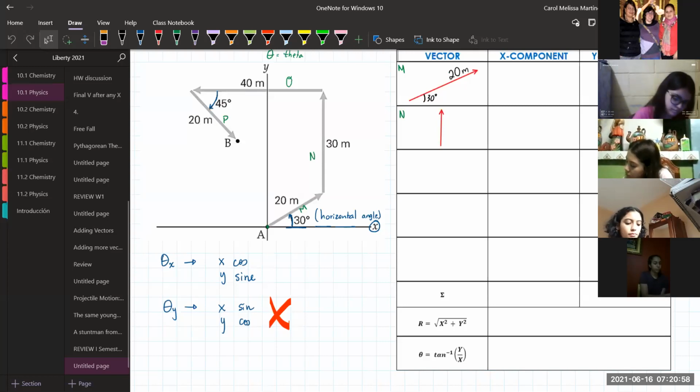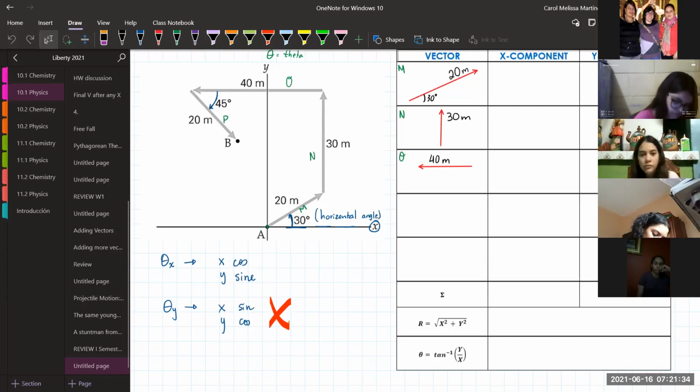The second vector measures 30 meters. I don't need to write the angle over there because I know that it's going straight upward, so my angle will be 90. You know that I do a one-step process in this kind of vectors. The third vector, which is the vector O, is straight horizontal going to the left, and it measures 40 meters.